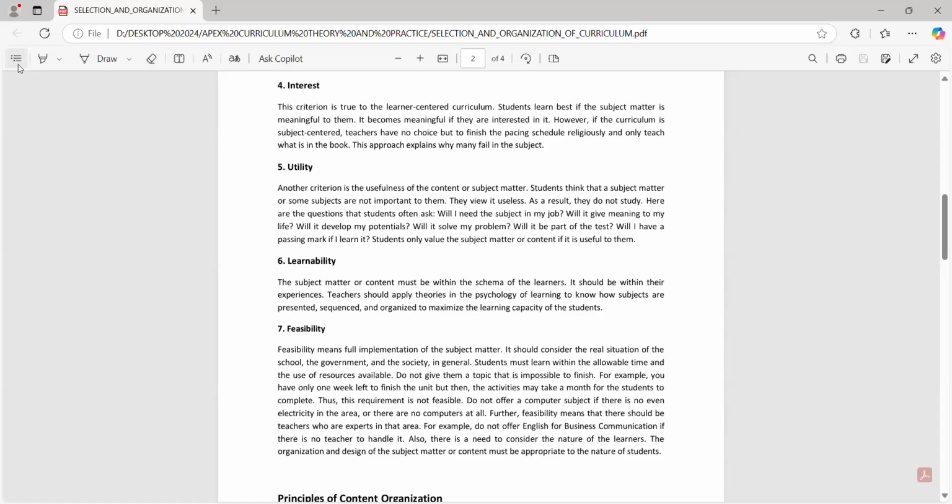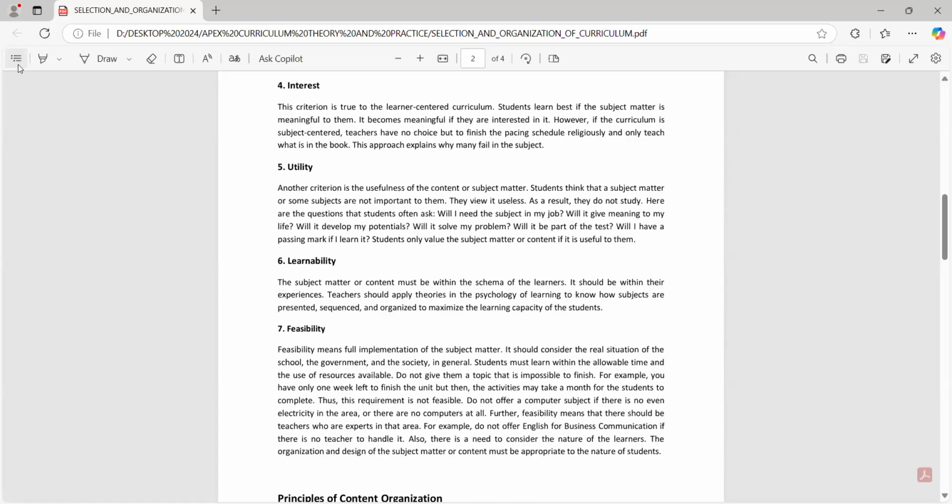The subject matter or content must be within the schema of the learners. It should be within their experiences. Teachers should apply theories in the psychology of learning to know how subjects are presented, sequenced, and organized to maximize the learning capacity of the students. Very good. Thank you. That was Pavani.